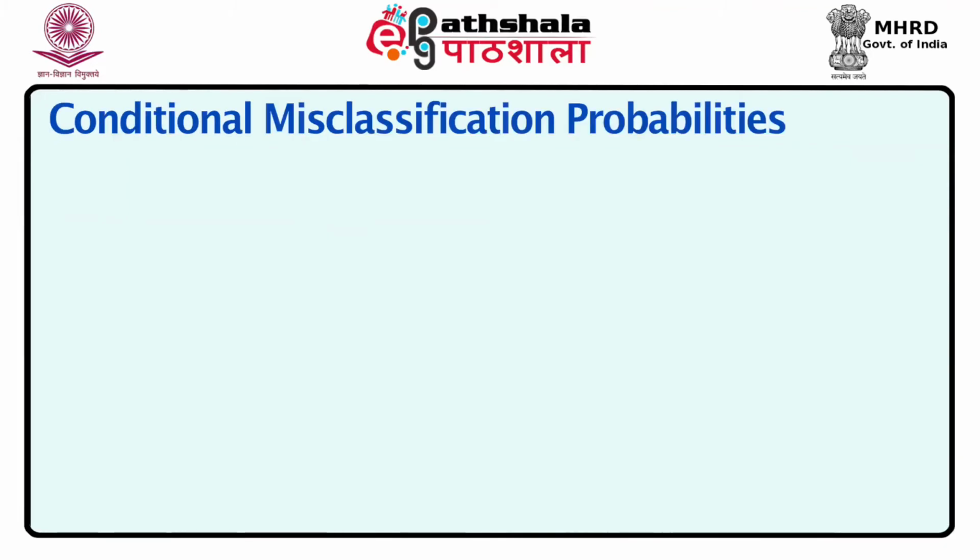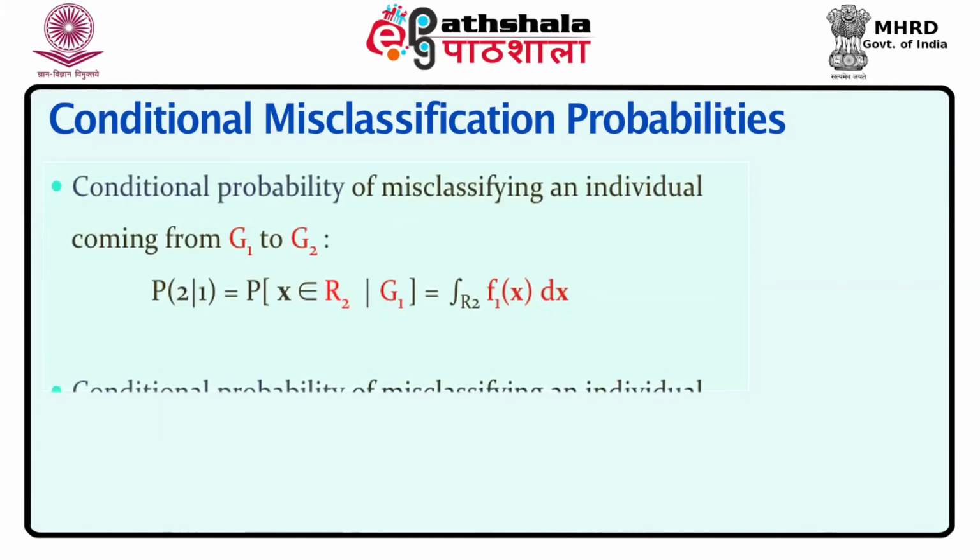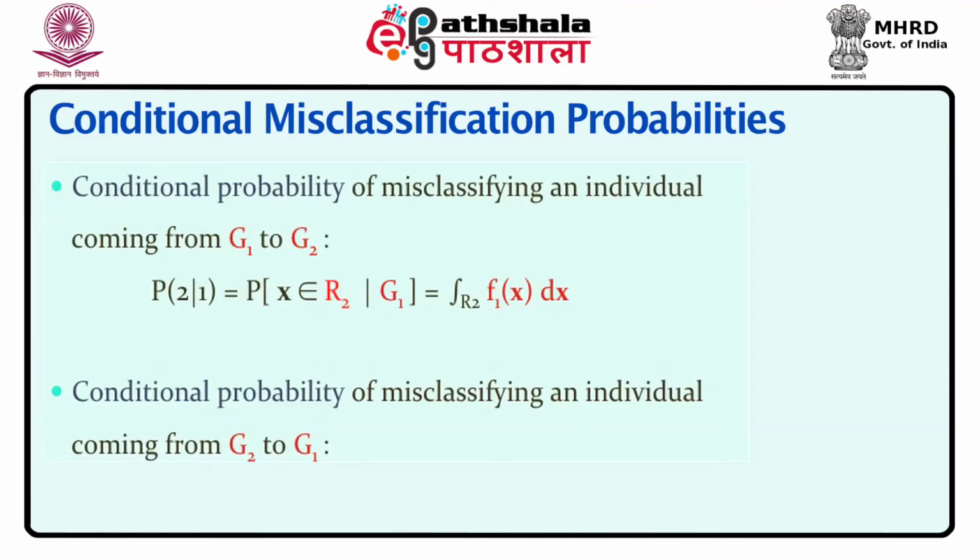Now, how to do this? First of all, let's look at the conditional probabilities of misclassification. Why do we call it conditional? Remember that individuals come from only one of two groups, G1 and G2. So the conditional probability of misclassifying an individual coming from G1 to G2 is P(2|1), which is the probability that x belongs to R2 given G1. It's given G1 because the individual comes from G1, and x belongs to R2 because he has been assigned to G2. Therefore, x must have been in R2. So, what is the probability that x belongs to the region R2 given that the individual has come from G1? This is given by the integral over R2 of f1(x) dx, where f1 is the characteristic of the first group.